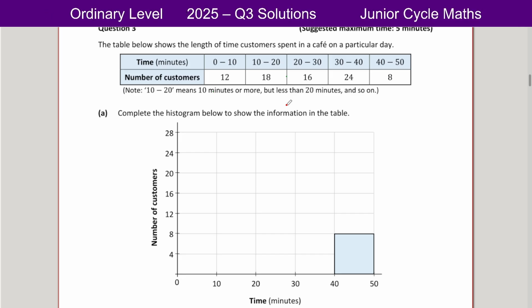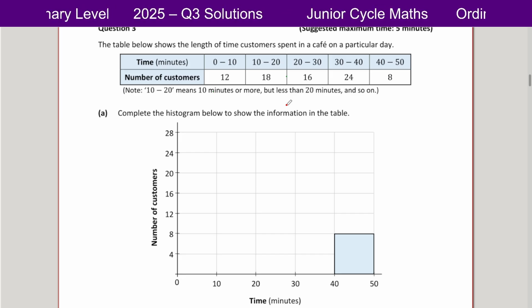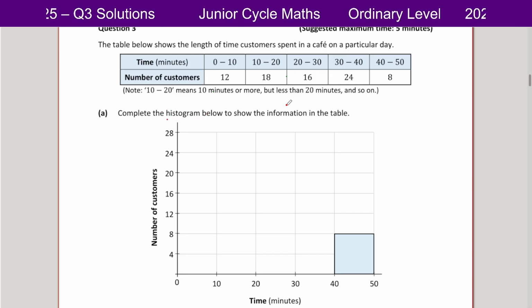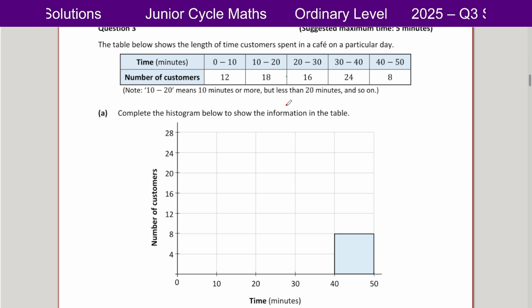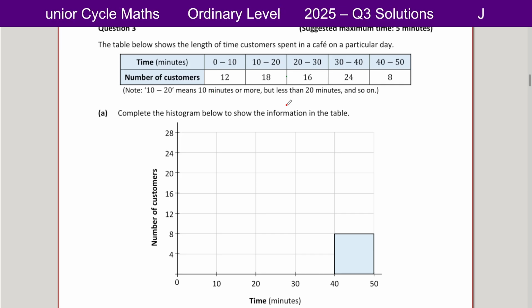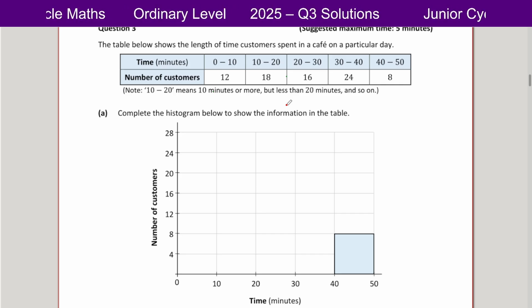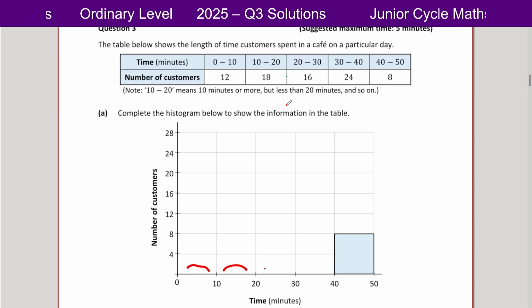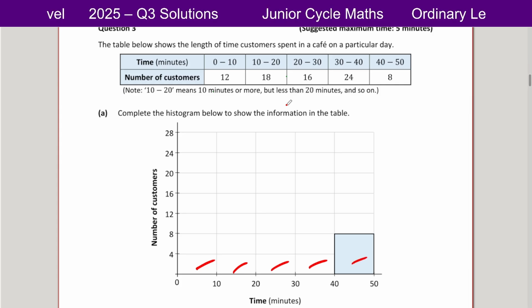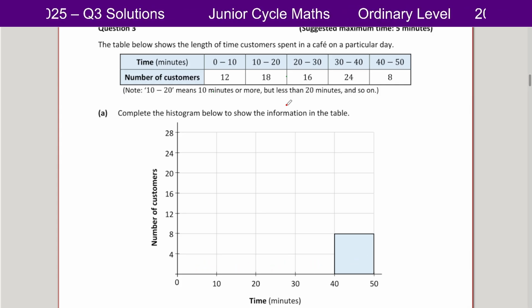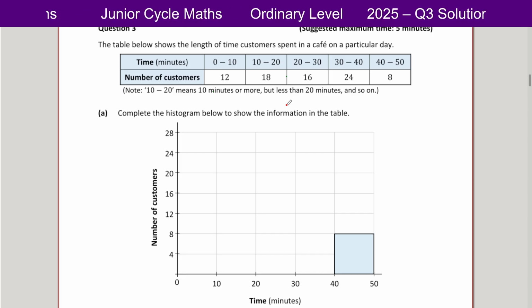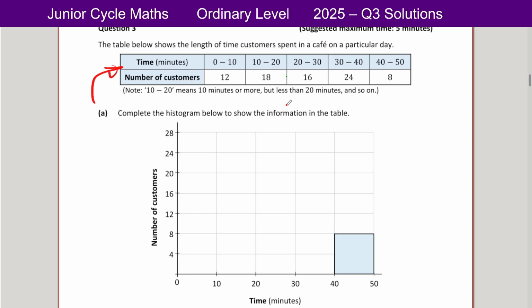So we need to complete the plot, which is called a histogram. As you know, a histogram is a plot where we show the number of activities, values or classes as a function of intervals, or bins. It's called bins. Here we have 1, 2, 3, 4, 5, so 5 intervals or 5 bins. We need to complete the histogram using the data given in the table.